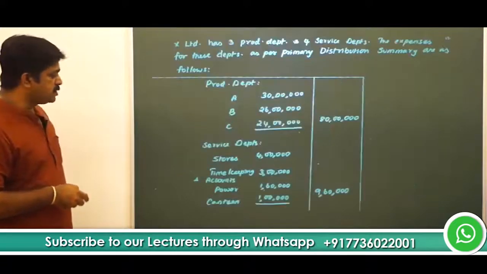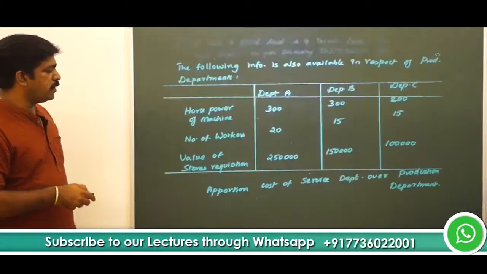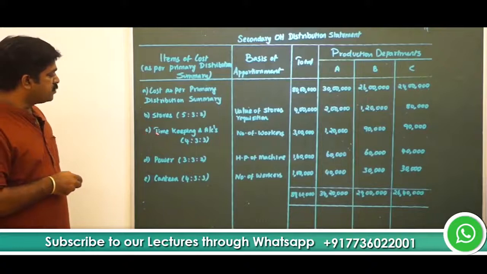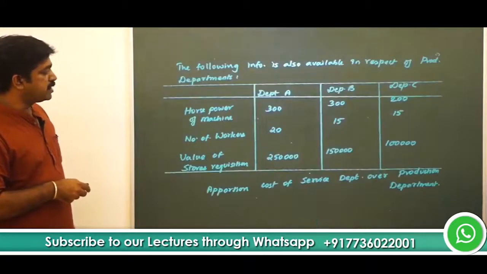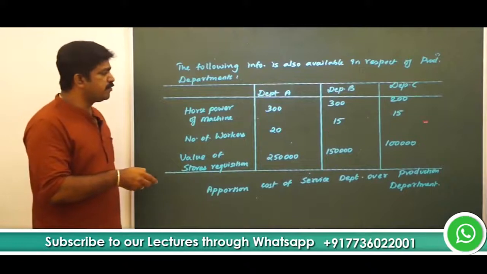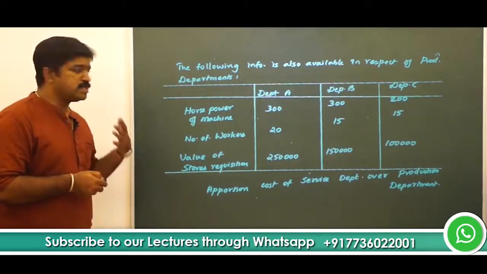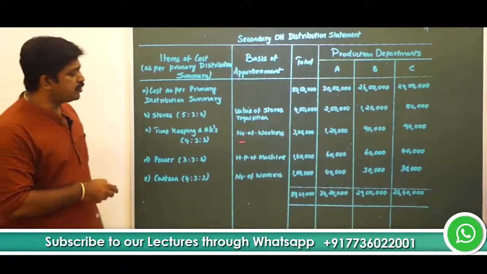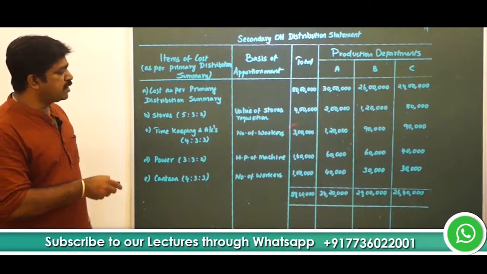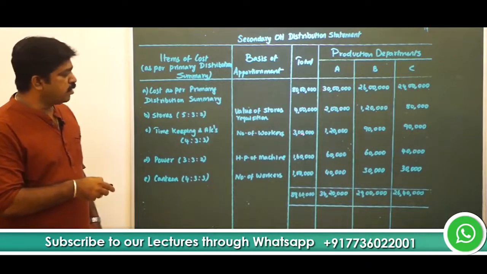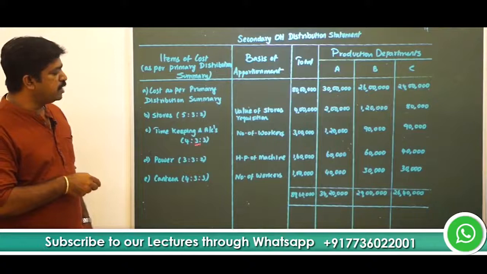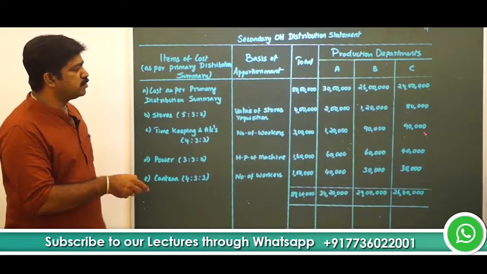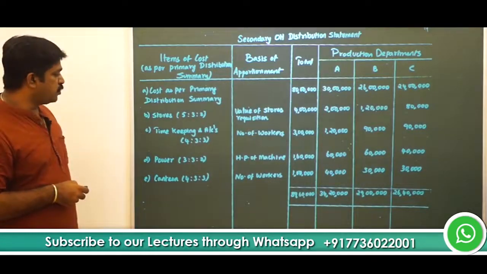Then the second item is timekeeping and accounts. Timekeeping and accounts will be apportioned on the basis of number of workers. So here we write timekeeping and accounts, and what is the ratio? That is 20 is to 15 is to 15, which can be further reduced as 4 is to 3 is to 3. So that is the ratio you see here. The basis of apportionment is number of workers and total amount is 3 lakh. So let's do that now. 3 lakh divided by 10 multiplied by 4, you get 1 lakh 20,000. 3 lakh divided by 10 multiplied by 3 is 90,000 and 90,000. Okay, that's about timekeeping and accounts.